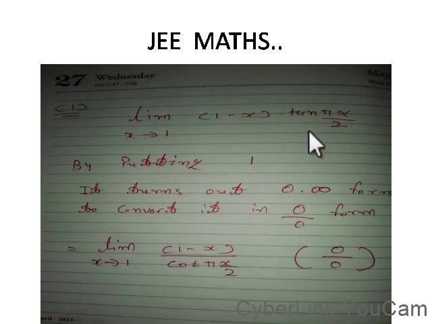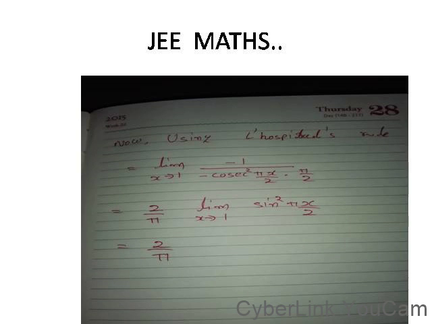I simply write this tan pi x by 2 as 1 upon cot pi x by 2. Easy. Tan pi x by 2 is equal to 1 upon cot pi x by 2. So it comes out like this: limit x tends to 1 of (1 minus x) upon cot pi x by 2. Now you put the limit. If you put the limit as 1, then 1 minus 1 is 0, and cot pi by 2 is 0. So we get 0 by 0 form, and then we simply apply the L'Hospital rule.